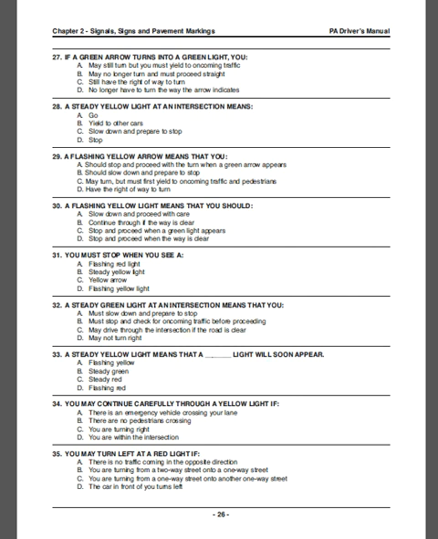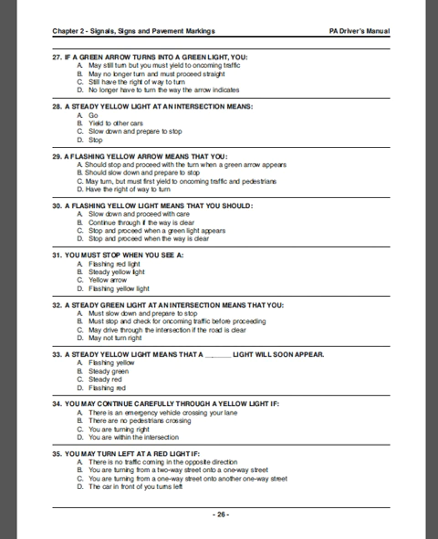28. A steady yellow light at an intersection means A, go. B, yield to other cars. C, slow down and prepare to stop. D, stop. The answer is letter C. Steady yellow means slow down and be prepared to stop if necessary.